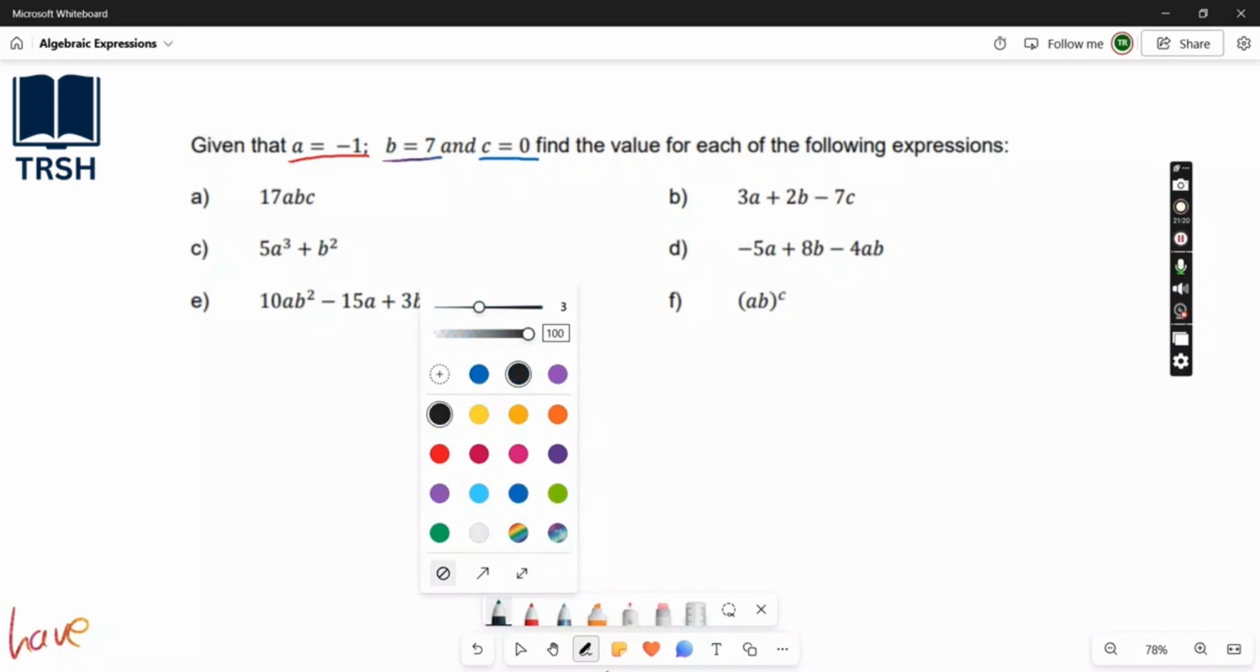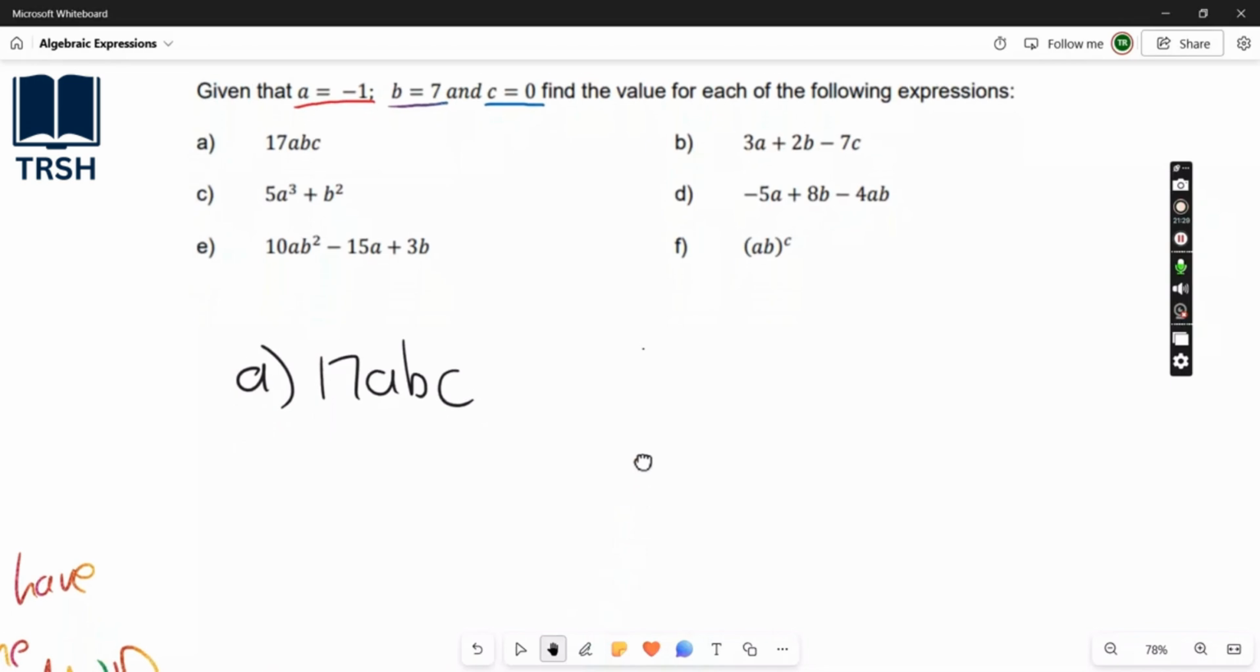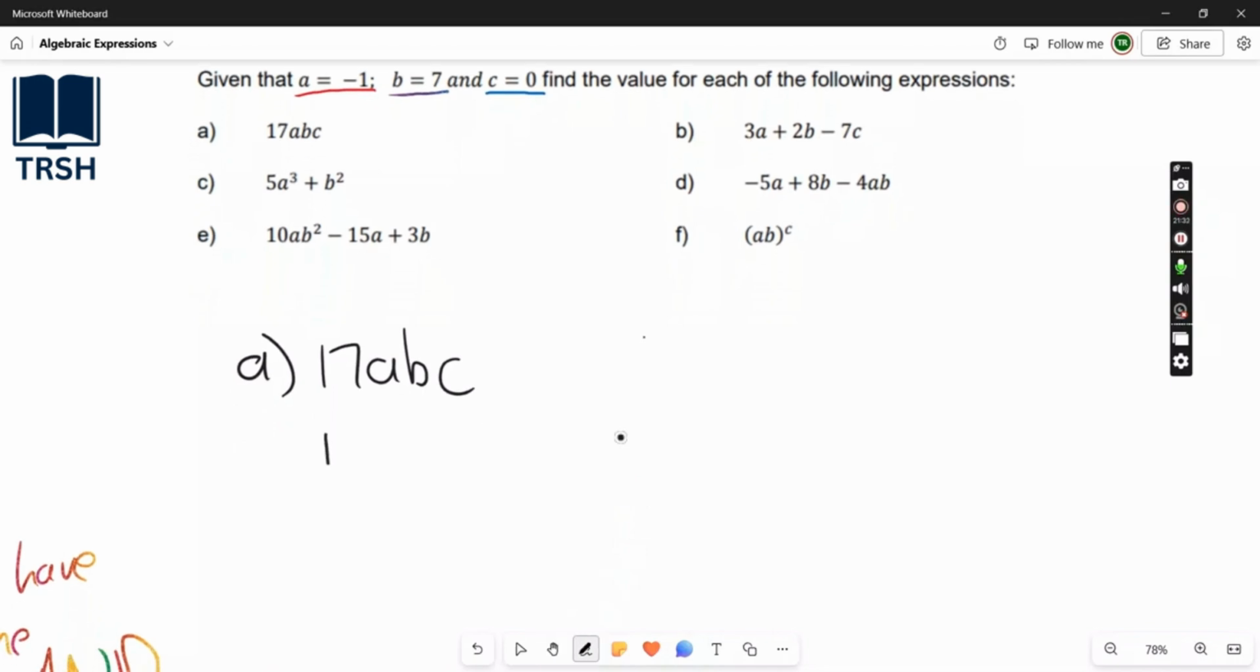So let's look at A. A says 17, A, B, C. This one is pretty straightforward. All we're going to do is substitute. So we're going to say 17, put it in bracket.